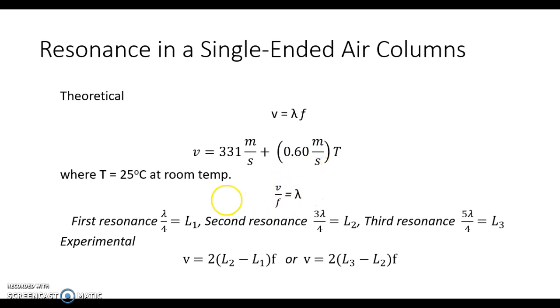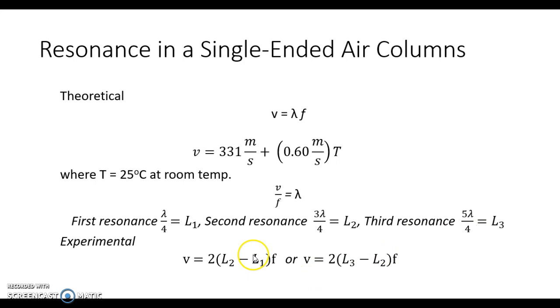Once we've calculated that, we can take the information we learned from the examples before and say that our location where we would get first resonance is going to be equal to lambda divided by 4. The location where we're going to get second resonance is going to be 3 lambda divided by 4. And the location where we're going to get the third resonance is going to be 5 lambda divided by 4. So that is how we'd find theoretically what our locations for resonance are.